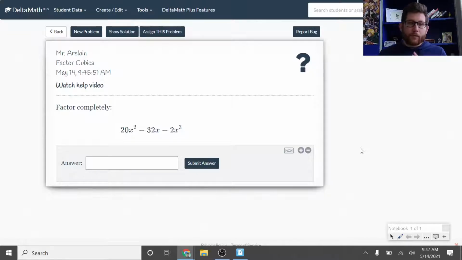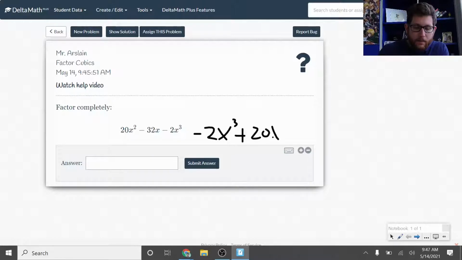So, first thing that we should do when we walk into a problem like this, we're asked to factor a cubic, and a cubic means there's three terms. Binomial means there's two terms in our polynomial. The first thing we should probably do here is order it with highest degree on the left, lowest degree on the right. So I can reorder this to x cubed plus, and that's negative 2x cubed because the negative travels with the 2x cubed, plus 20x squared minus 32x.